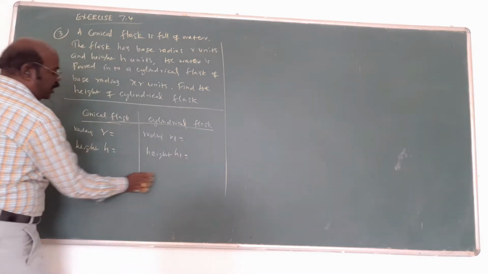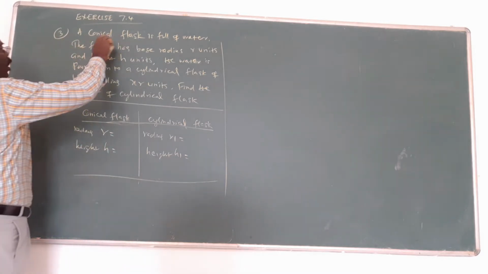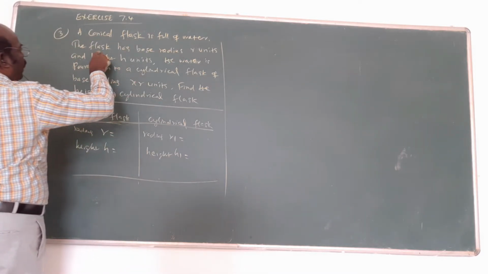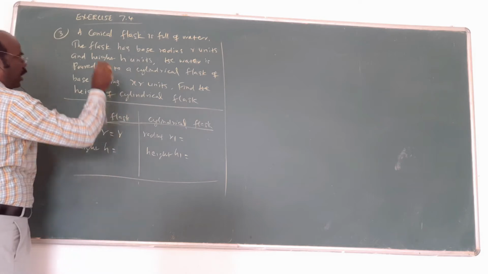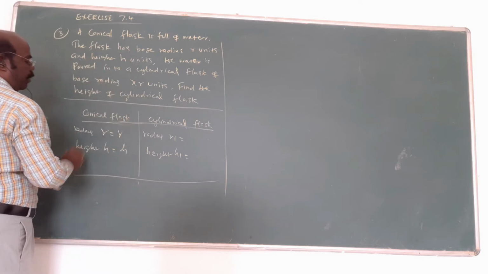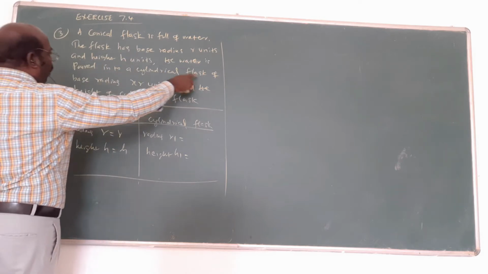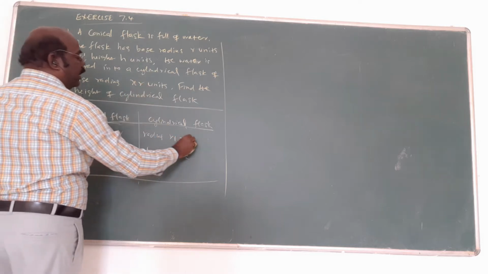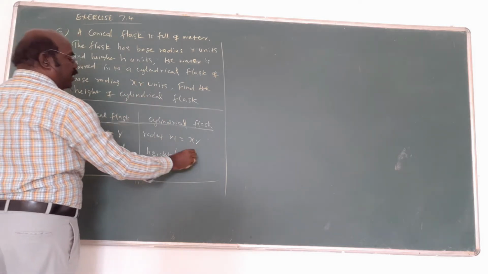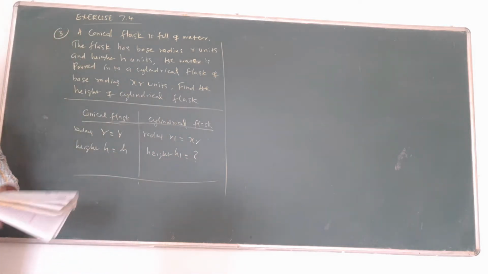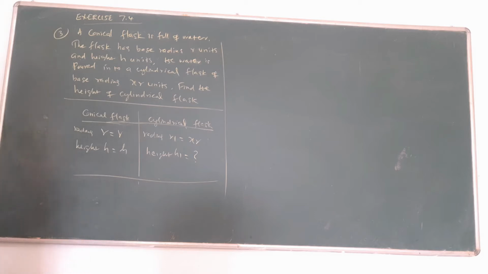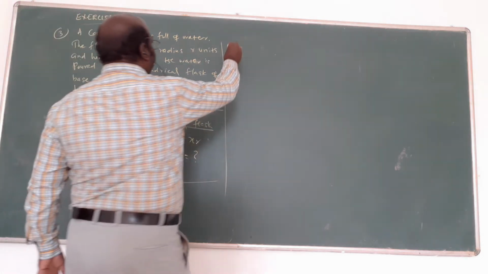Okay. Now what is given? The first one, conical flask is full of water. The flask has base radius R only, H only. It is poured into a cylindrical flask of base radius XR. H1 is what we need to find. That's all. Small idea. Now write the formula for conical flask.